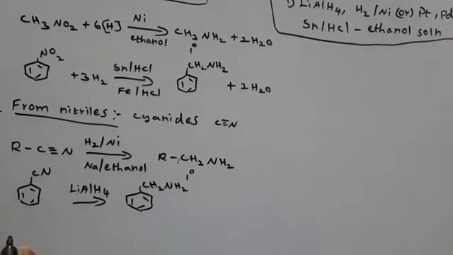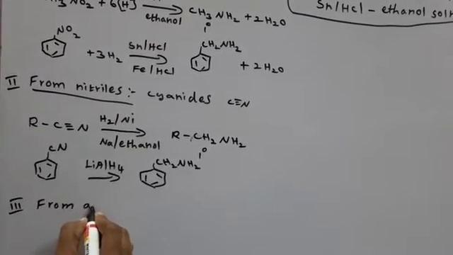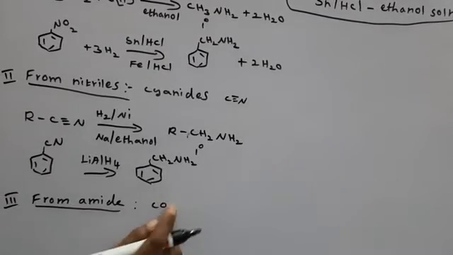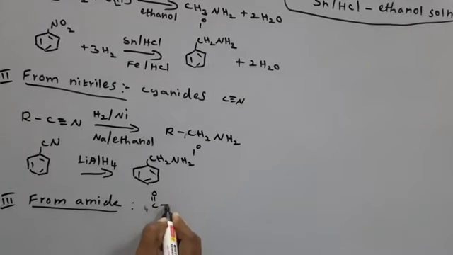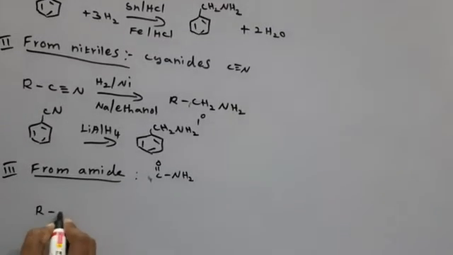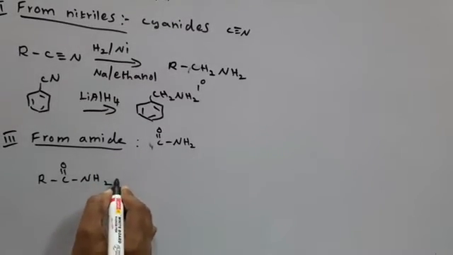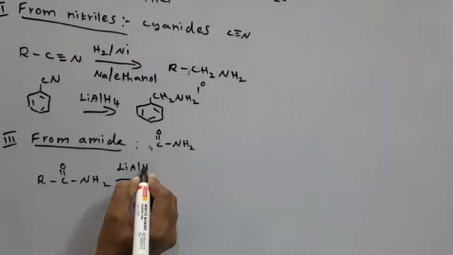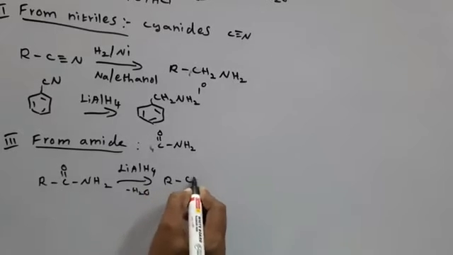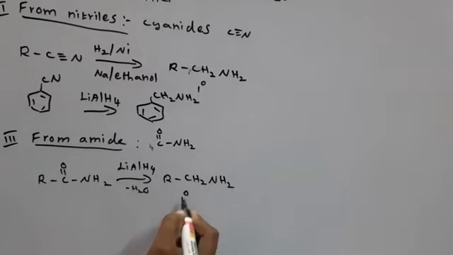The third one is from amide. So amide, what is the functional group? Reduction of amide, the functional group is C double bond O NH2. This is the amide functional group. So an alkyl amide, C double bond O NH2, in the presence of lithium aluminum hydride, with removal of water molecule, we can get primary amine, RCH2NH2. This is your primary amine.